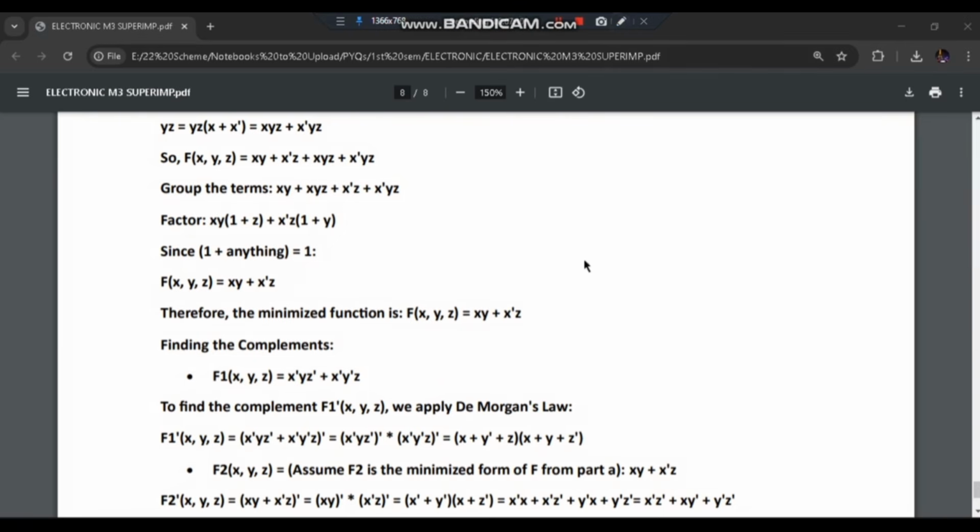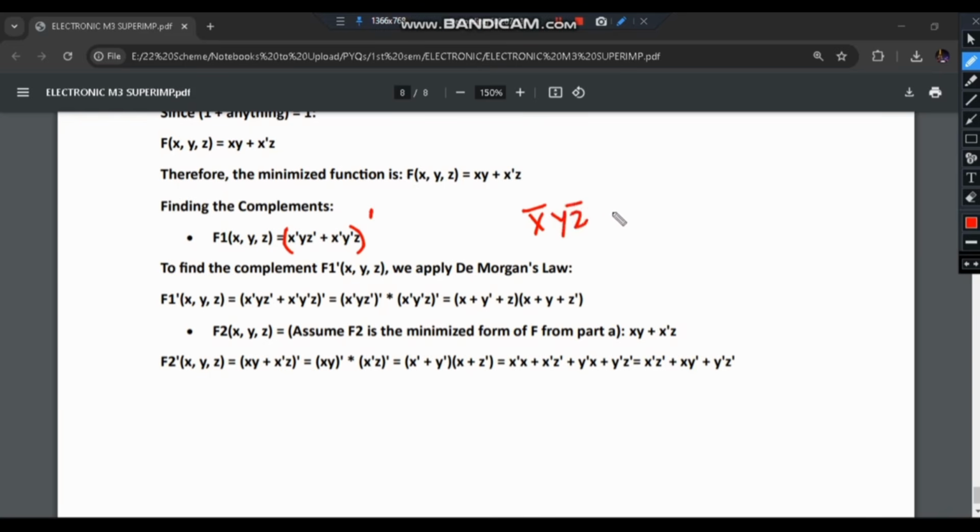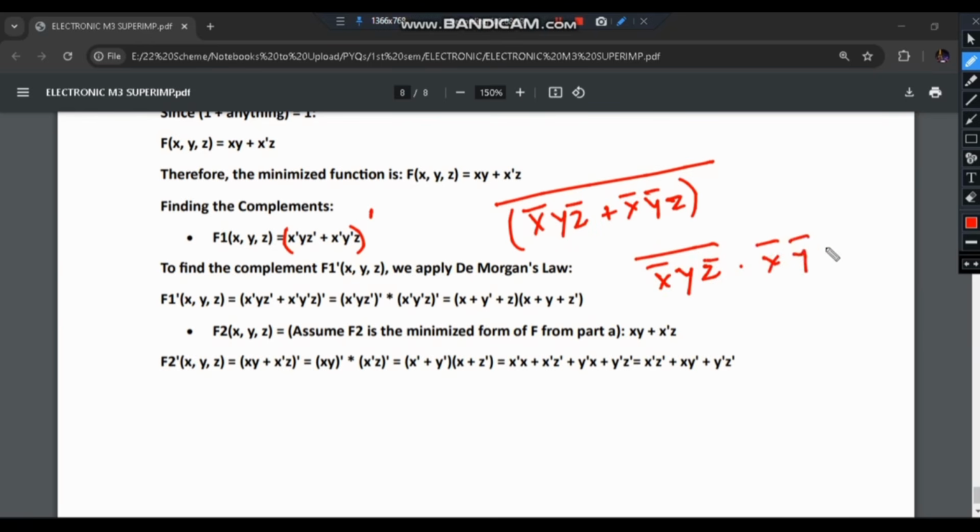Now the next question they have asked is to find the complement. Complement of this is nothing but we have to just take a bar on top of it and apply De Morgan's law. See, this is nothing but xyz, x bar y z bar plus x bar y bar z, right? You have to take its complement. If you apply De Morgan's law, what will happen? We'll be taking this term here, x bar y z bar, and this plus will become dot, and this will be x bar y bar and z, and another not operator on it.